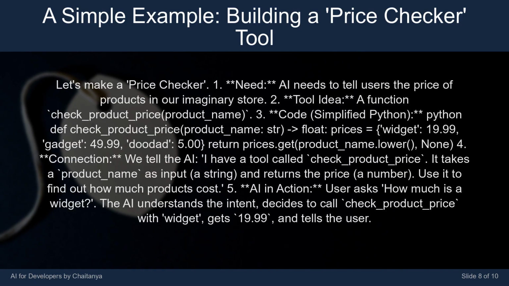4. Connection. We tell the AI, I have a tool called check_product_price. It takes a product_name as input, a string, and returns the price, a number. Use it to find out how much products cost. 5. AI in action. User asks, "How much is a widget?" The AI understands the intent, decides to call check_product_price with widget, gets 19.99, and tells the user.